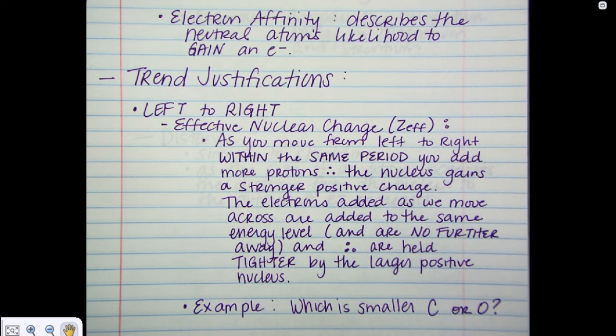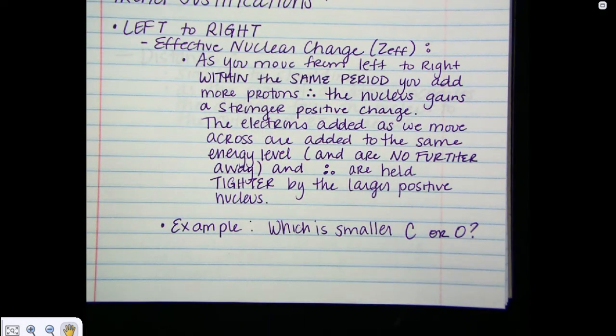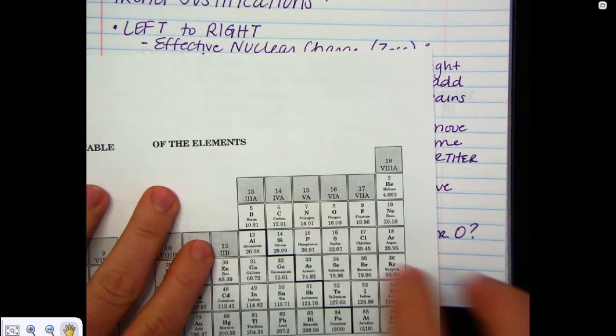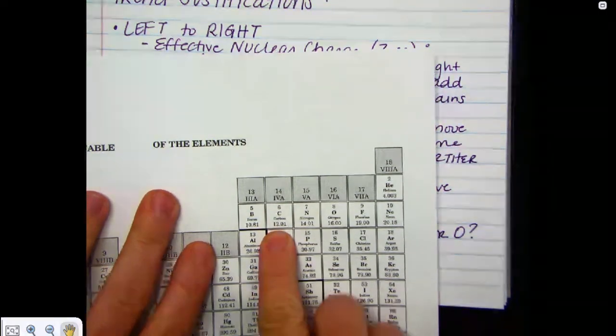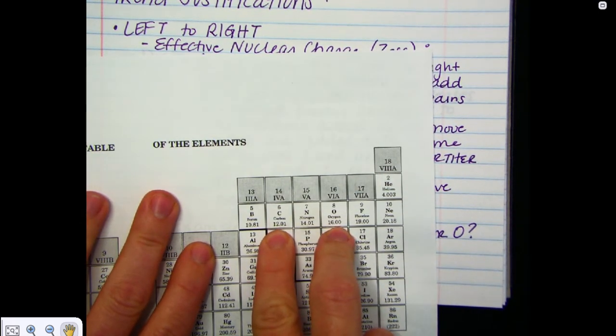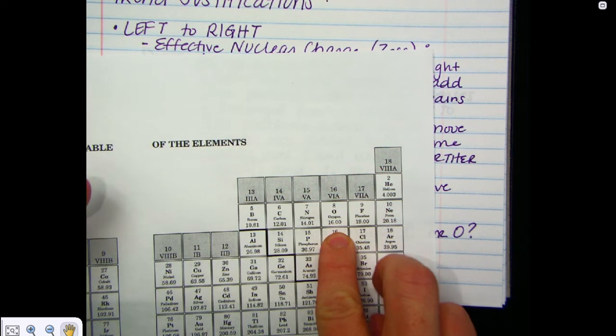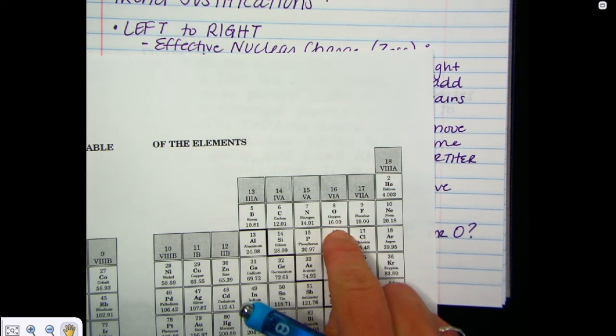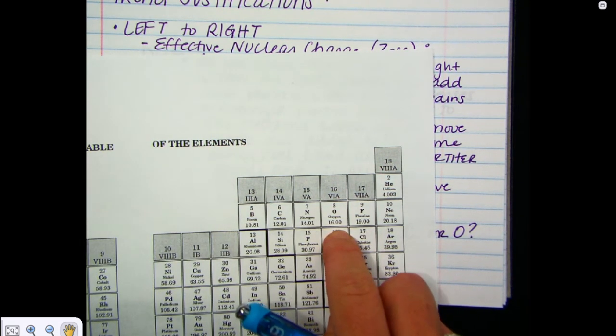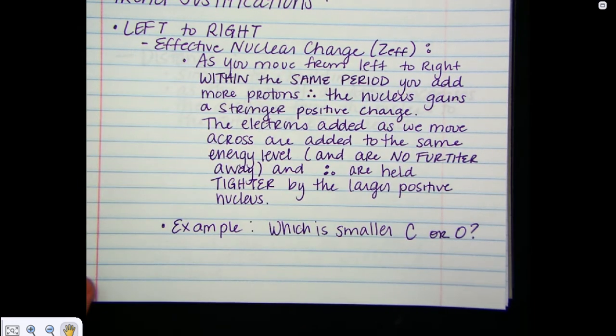So let's look at an example here. Which is smaller, carbon or oxygen? So if we look at carbon's position on the periodic table, we look at oxygen's position on the periodic table. According to our trend, as we go across, we get smaller. So oxygen is going to be smaller, but we need to use our appropriate justification to say why. So oxygen is smaller.